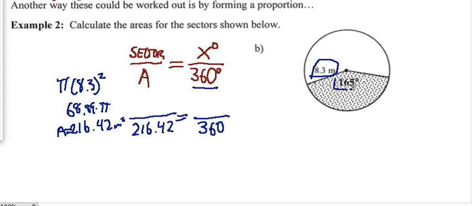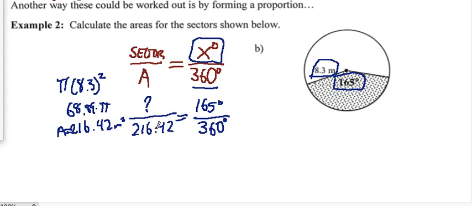I look in the diagram, I got 165 degrees. So 165 degrees goes in the spot where the central angle always goes. I got that spot up here, right? That's x degrees, that goes here. So I got 165 in this spot, 360 down here. Got the total area of my circle here, and right here's the sector area that I'm looking for.